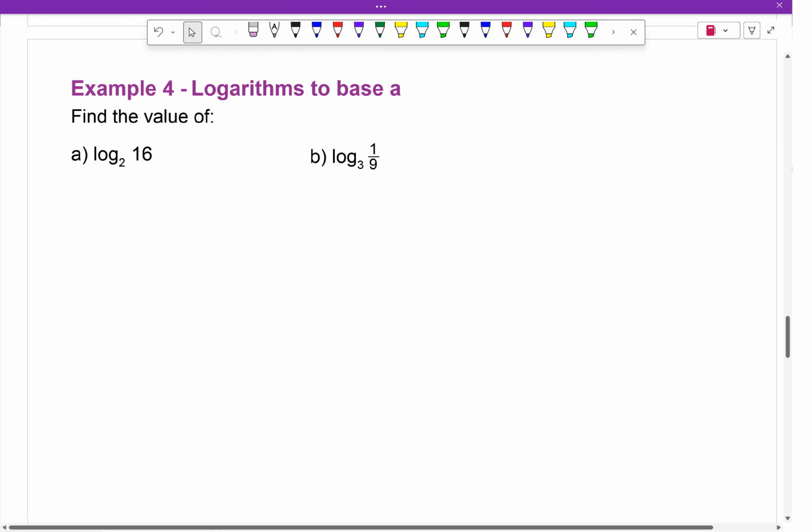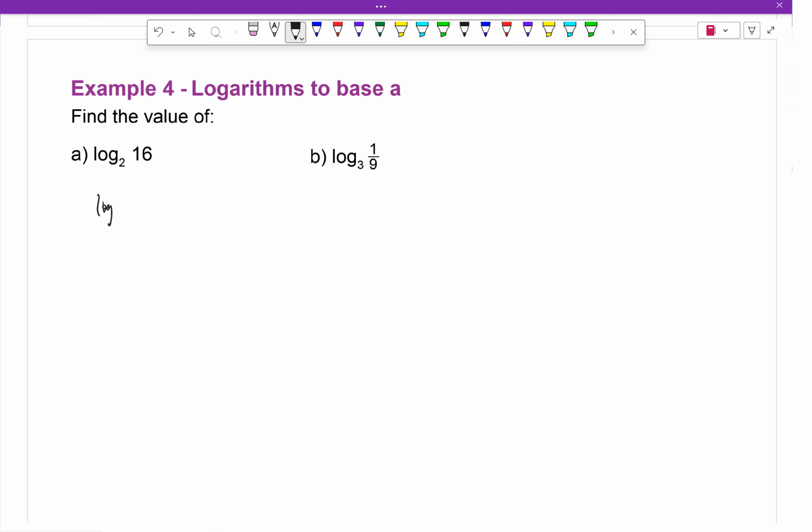Let's try again. Here we have log of 2, so we have to try and make the power of 2 with our base as 2. So this equals 4, so that's our answer. Again, the same goes here, log base 3, so we have to write it in terms of 3, which is the same as 1 over 3 squared, which can be rewritten as negative 2 as the power. So here it's negative 2.